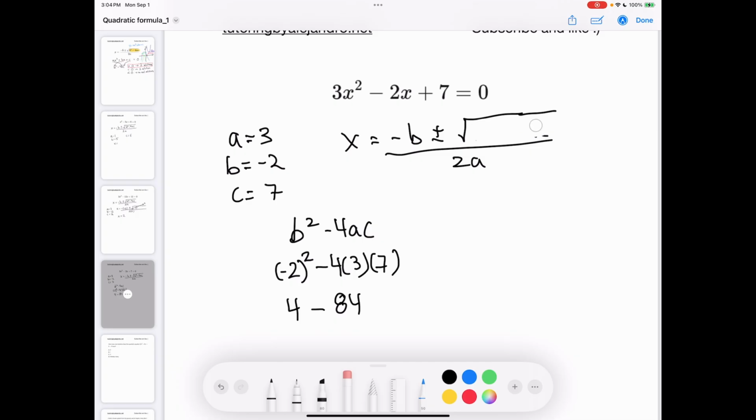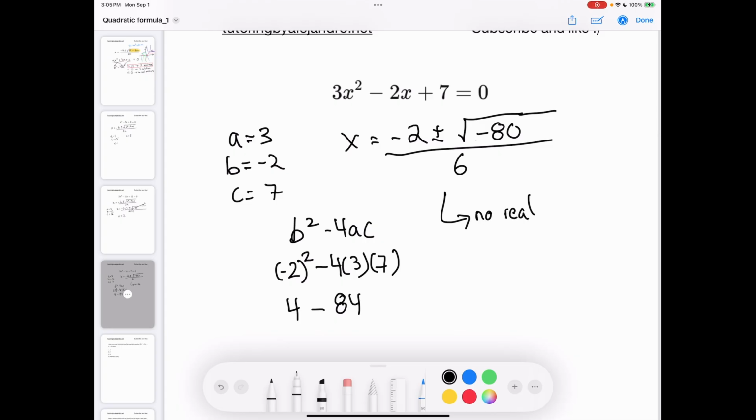So that means that our discriminant, after plugging in, comes out to negative 80, right? 4 minus 84 is negative 80. I know I don't need to do this, just for further clarification, 2 times a, that was 6, right? 2 times 3. Since the discriminant is a negative number, or less than 0, we can say that there are no real solutions.